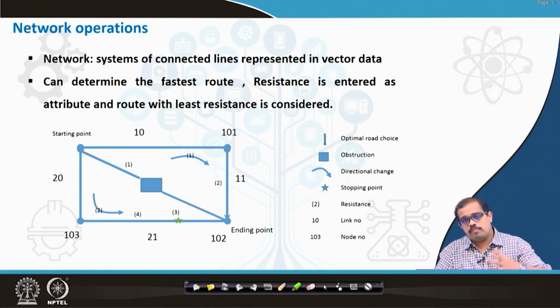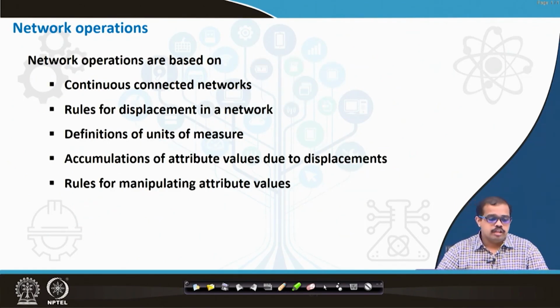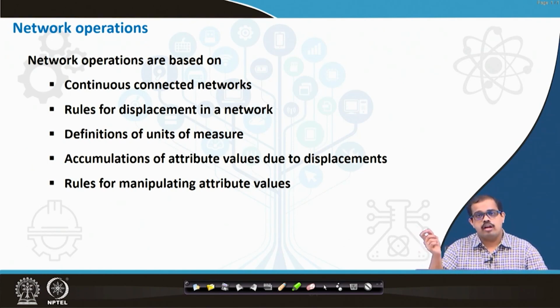Another operation is the shortest route that I explained in the previous class, okay. Network operations are based on continuous connected networks. So, network operations are always continuously connected. Please keep this in mind. I have seen some people who try to apply network operations where there are no connected entities, okay, or connected relations. Unless it is a connected network, either through an entity or a relation, you cannot do any kind of network operations.